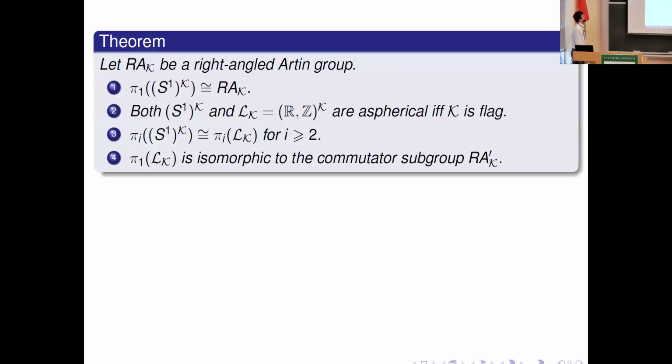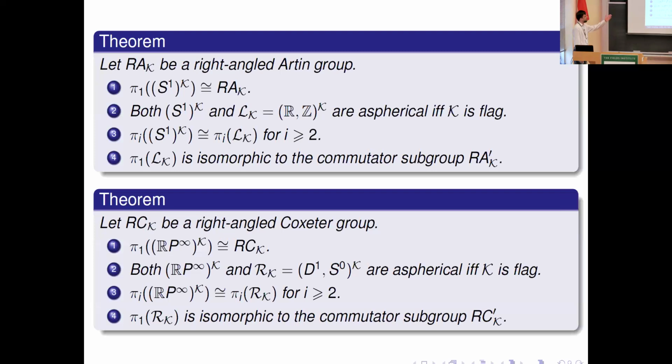We have a theorem. Let RA_K be a right-angled Artin group. Then the fundamental group of (S^1)^K is isomorphic to the right-angled Artin group. Both (S^1)^K and L_K are aspherical if and only if K is flag. All higher homotopy groups are isomorphic, and the fundamental group of L_K is isomorphic to the commutator subgroup of the right-angled Artin group.